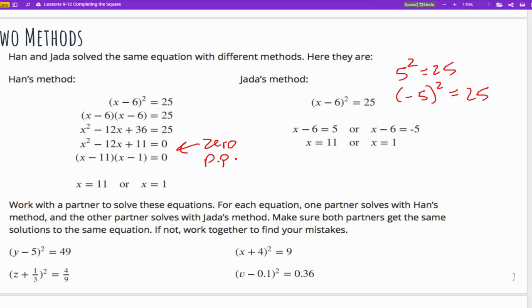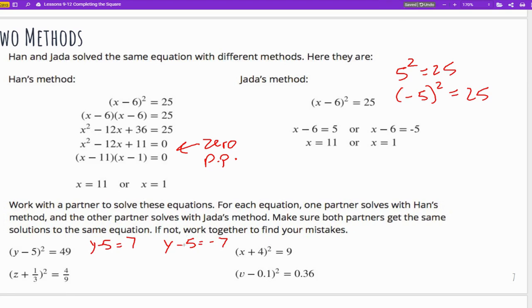Okay, now let's solve that one using Jada's method, right? And so now what we're going to do is take the square root of both sides. Now, what times what gives you 49? Could be 7, could be negative 7. So I'm going to say y minus 5 equals 7, and y minus 5 equals negative 7.